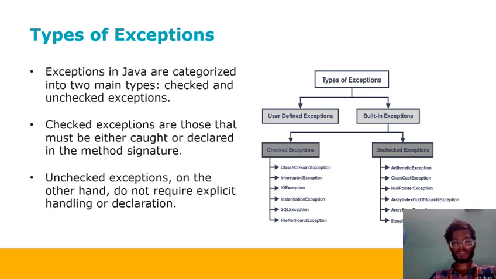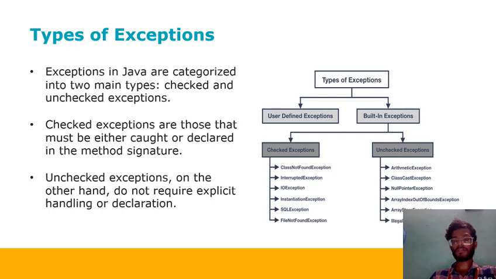So exceptions in Java are categorized into two main types. So we are learning what are the checked and unchecked exceptions. So we can discuss one by one. Checked exceptions are those that must be either caught or declared in the method signature, as well as unchecked exceptions on the other hand do not require explicit handling or declaration, right? These are the basic difference of checked and unchecked exceptions. So here is a picture of types of exceptions we have in object oriented programming language.